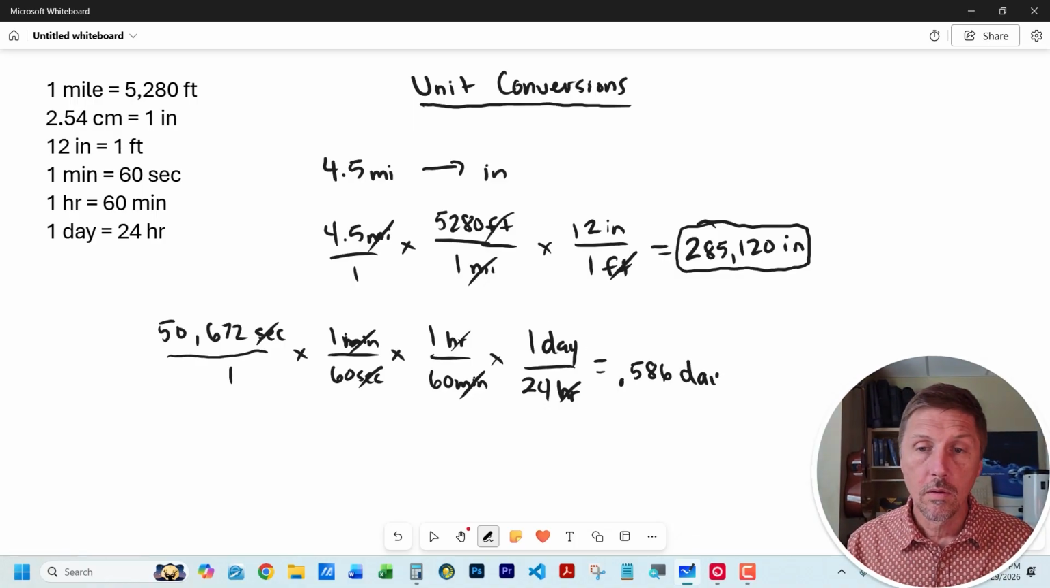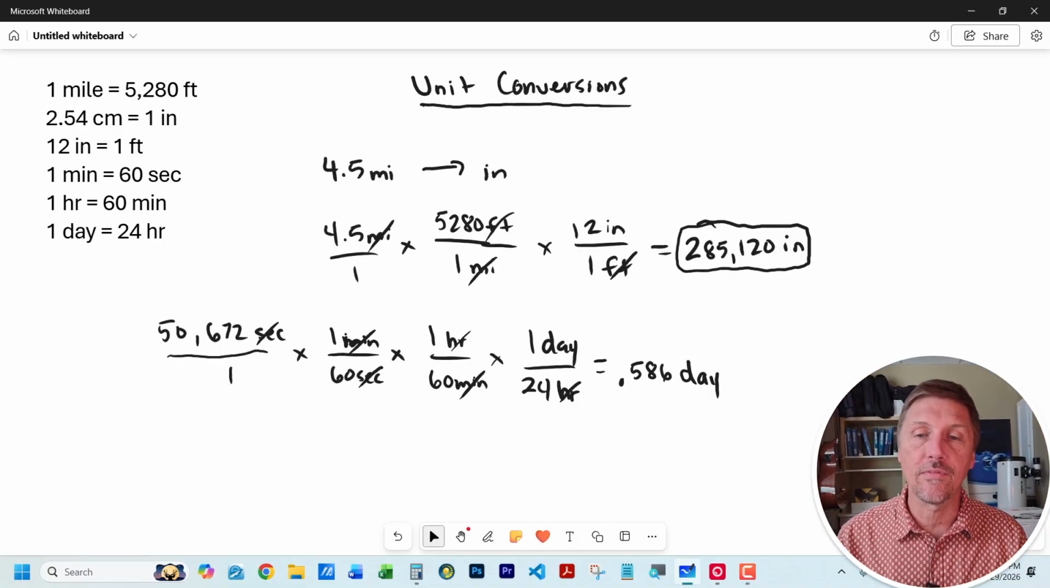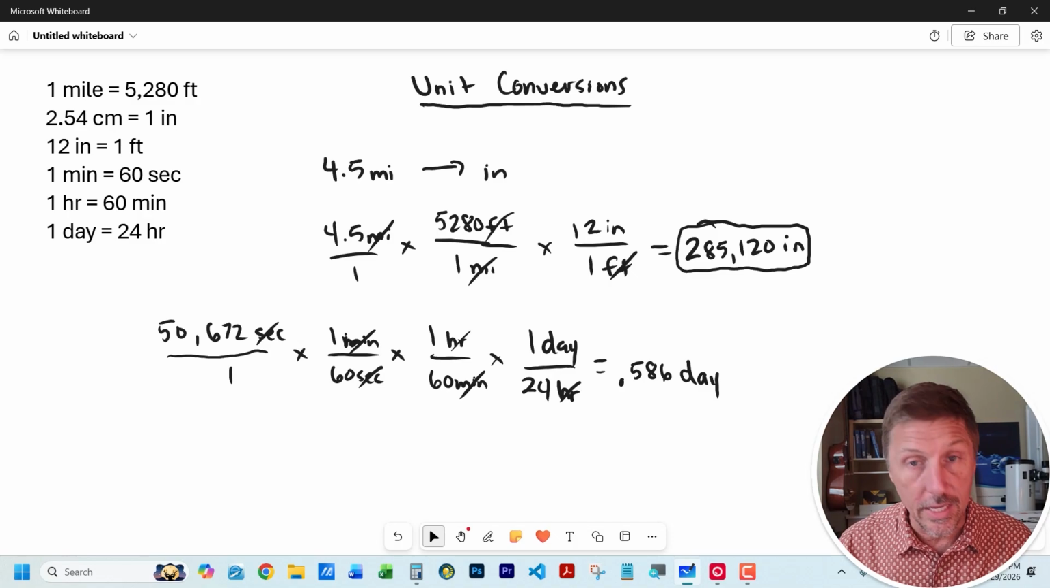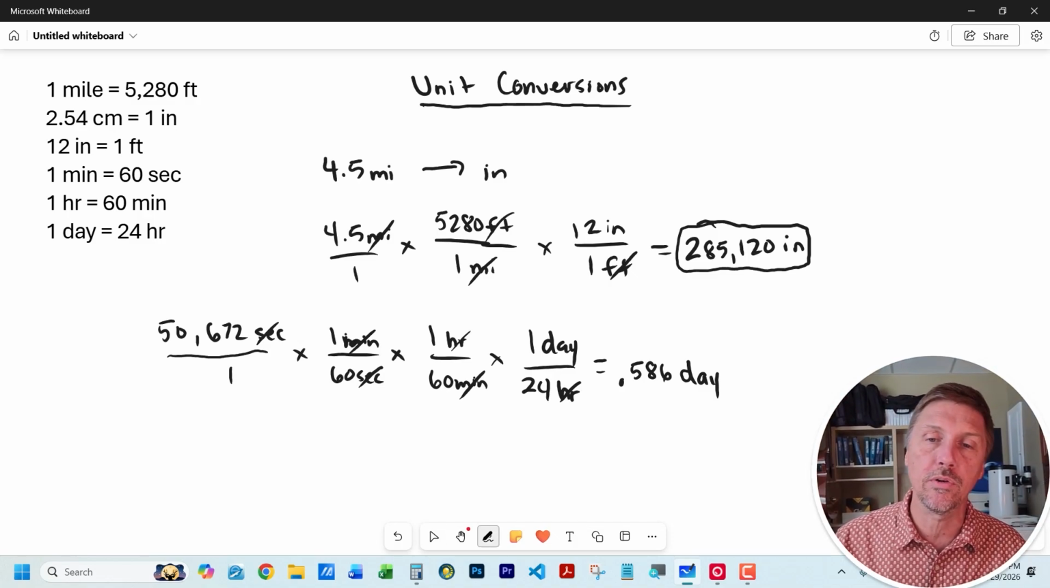So 50,672 seconds is equal to 0.586 days, or about half a day, right? Pretty cool that you can do that with unit conversions.